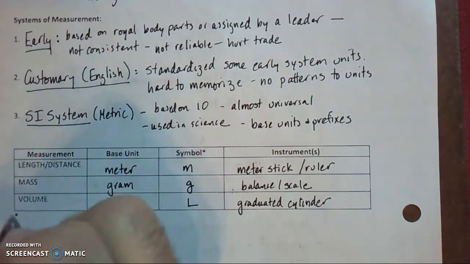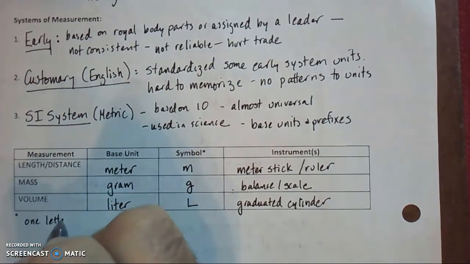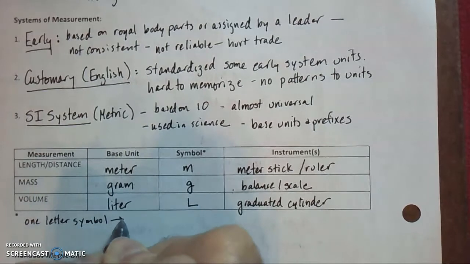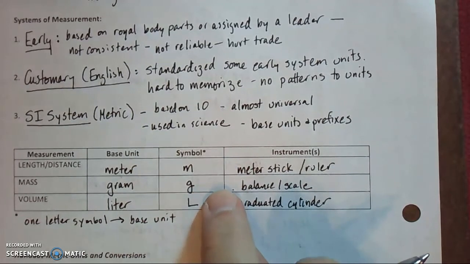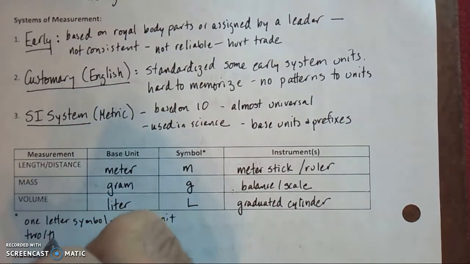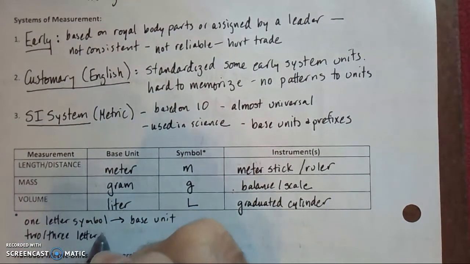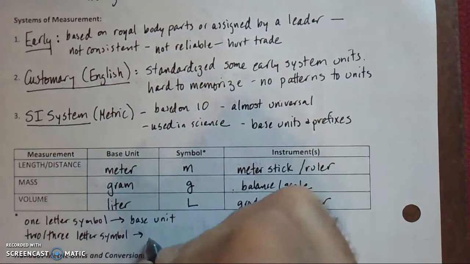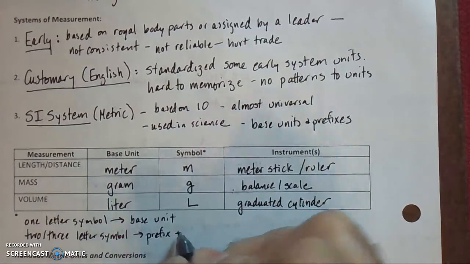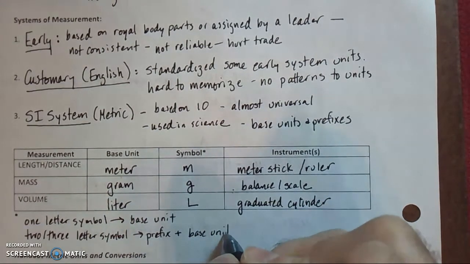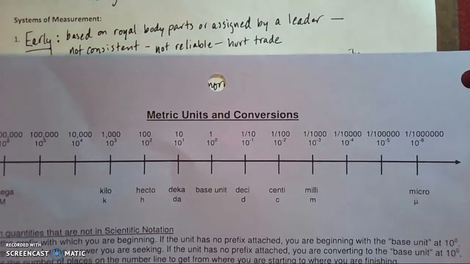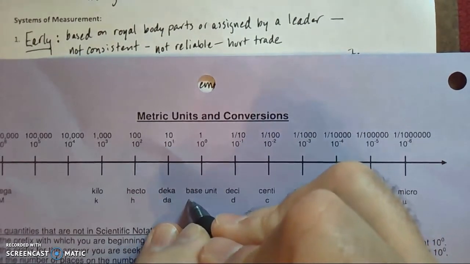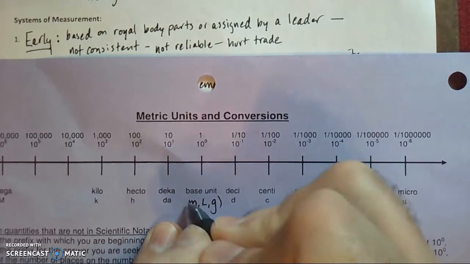Whenever we have a measurement, a 1-letter symbol refers to a base unit. Meter, gram, liter. They're all one symbol. If we have a 2- or 3-letter symbol, we have a prefix plus the base unit. We have a lot of prefixes that are on this chart. So here is our base unit. Here we have our meter, liter, and grams.